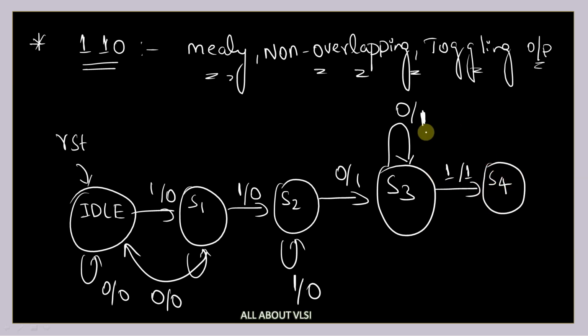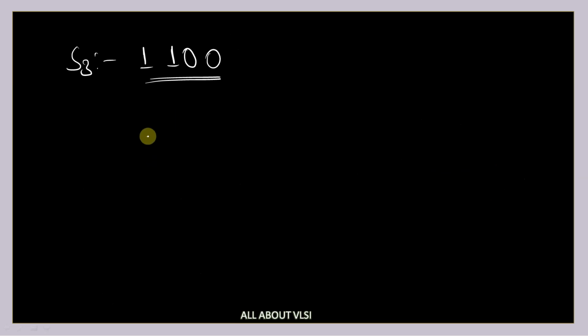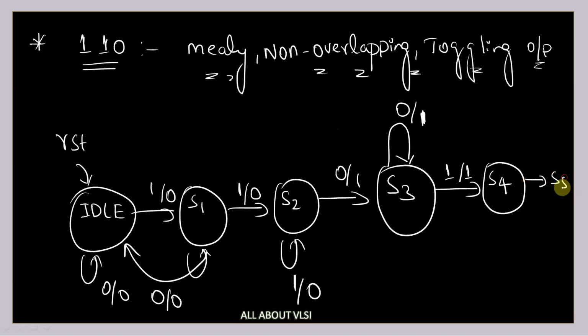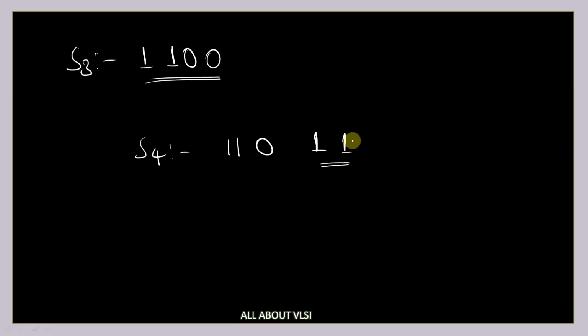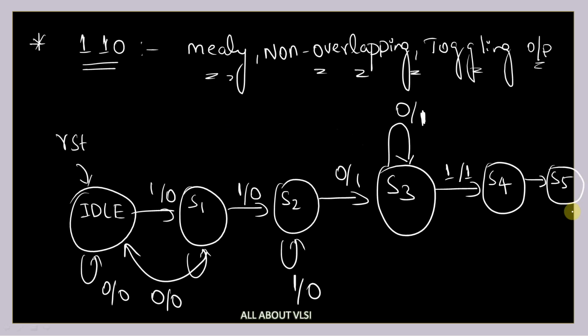Now, if you are in S4 state, you have the sequence 1 1 0 1. And if you get one more 1, you are going to a state which is known as S5 state. But instead of this 1, if you get 0, then which state should you go to? You should come back to S3 state, where your output is still 1 itself.